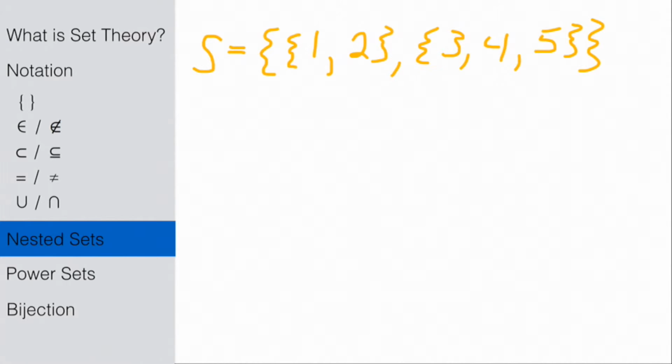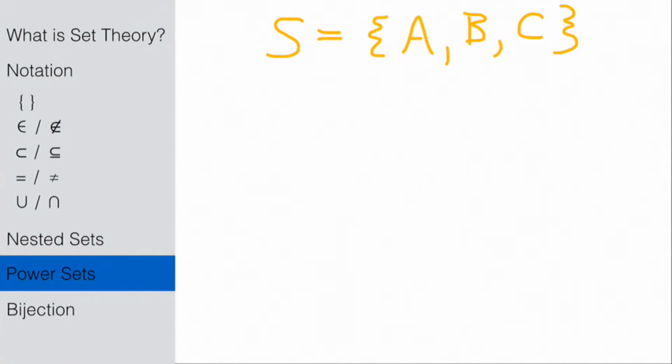Another kind of set we need to look at are nested sets. So far we've seen sets that have numbers as their elements. We've also seen a set called the empty set that doesn't have any elements at all. But remember, I said the elements of a set can be anything, and sets are things. So the elements of a set could be other sets. So this set, S, has 2 elements, and each of those elements are themselves sets with their own elements.